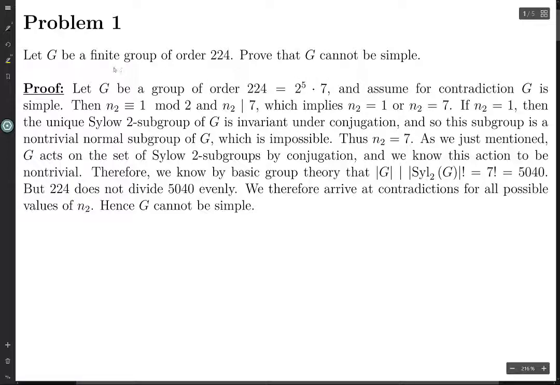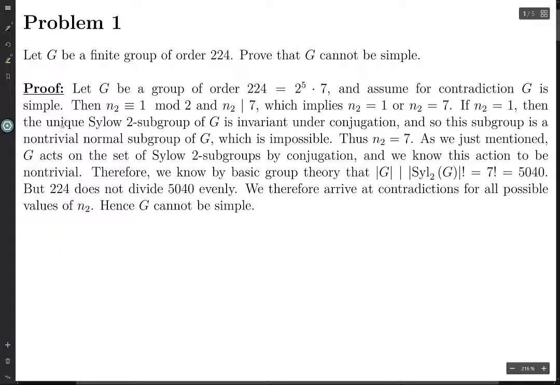So let G be a group of order 224, which if you work it out is just 2 to the 5th times 7. And assume for contradiction G is simple. We know that the number of 2-Sylow subgroups is congruent to 1 mod 2 and it divides 7. That's by the Sylow theorems. This implies that n_2 is either going to be 1 or 7.